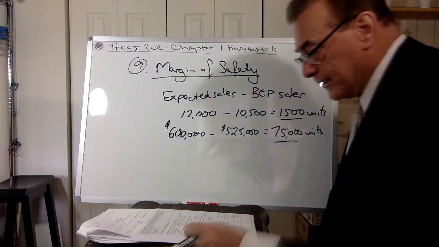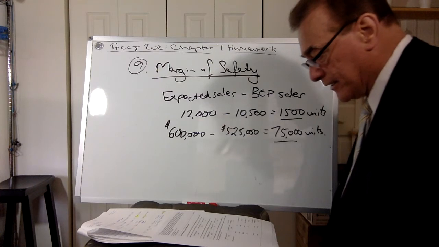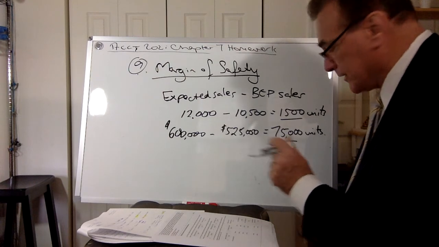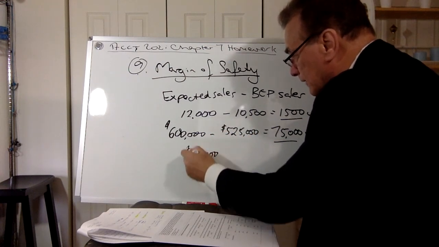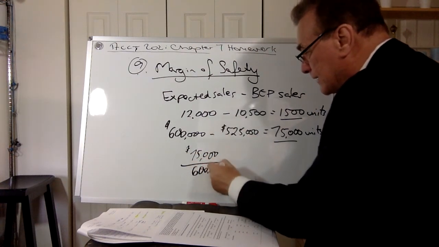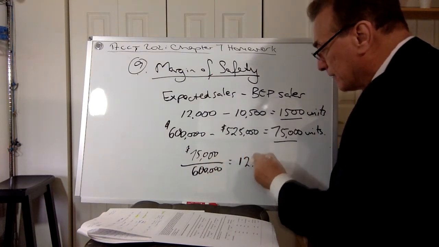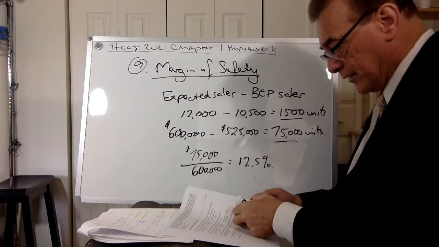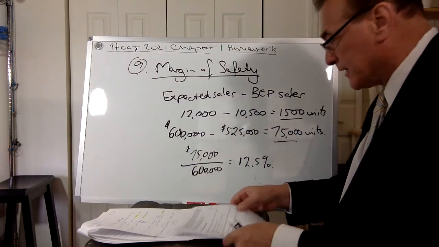And then part C was, if Funtime Cruise Line sells 12,000 dinner cruises, compute the margin of safety as a percentage of sales. Okay, so your margin of safety in dollars is $75,000 out of expected sales of $600,000, and so you get 75,000 divided by 600,000, 12.5%. So the margin of safety in percentage of sales is 12.5%.